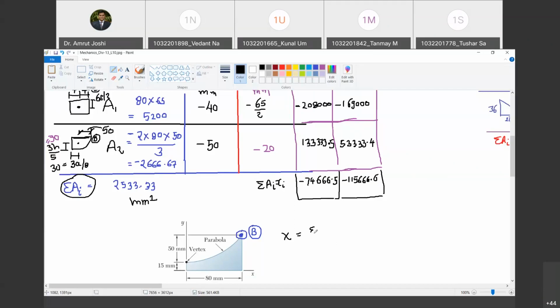X is summation AiXi upon summation Ai, with sign. So do this division, minus 74,666.5 by 2533.33. How much is that? Sir, it's minus 29.4736. Okay, that's fine. We can maintain only up to second digit after decimal.